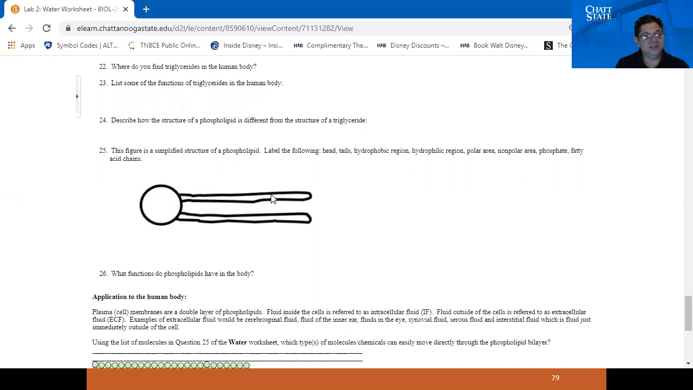Yep. And this is nonpolar. Nonpolar fatty acid tails, hydrophobic. Polar phosphate head, hydrophilic. So link those words together. Polar hydrophilic head, the phosphate. Nonpolar fatty acid tail, which is hydrophobic.